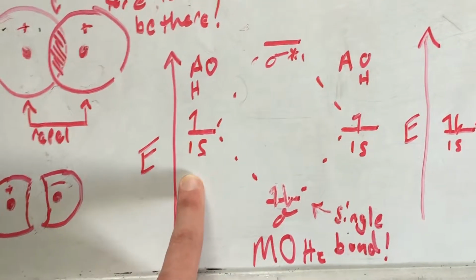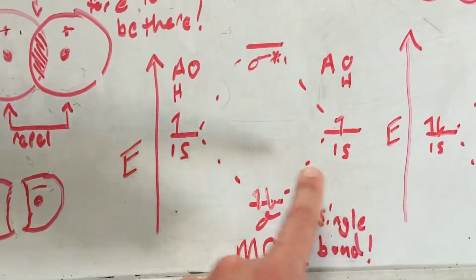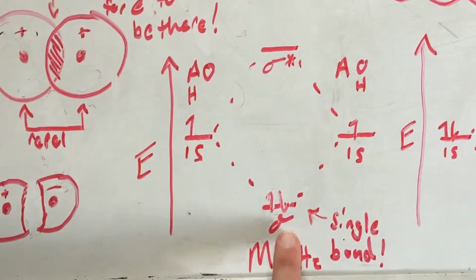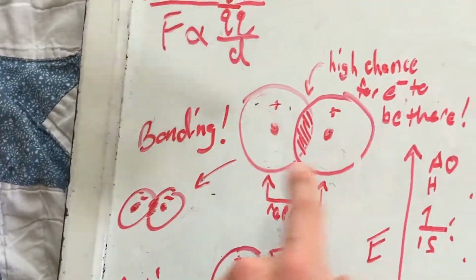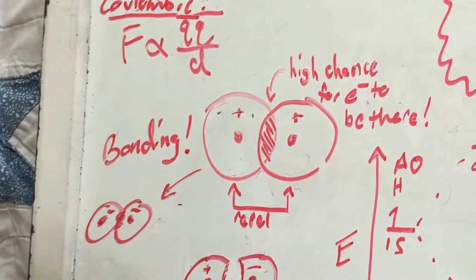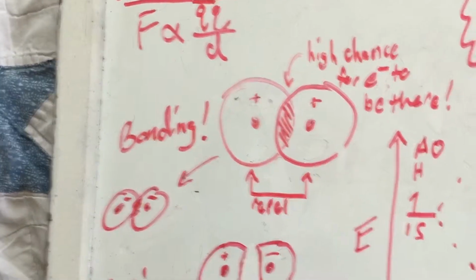Instead of just thinking of it as these two atomic orbitals, now we're thinking of it as one thing, with these two electrons having the same chance of being found together here, and there's a high chance in the middle. They could be anywhere inside these orbitals, but there's a high chance that they're going to be between the nuclei.